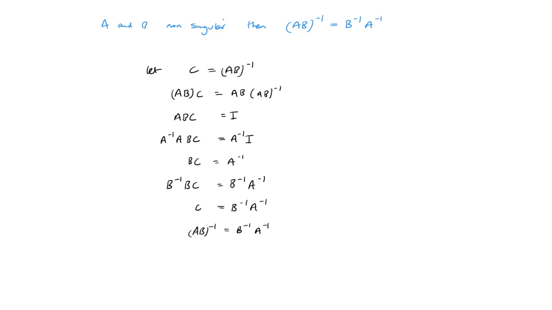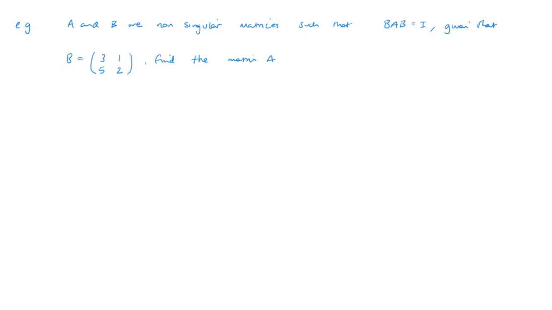Okay, so you can use this rule when solving problems in terms of your A's and B's or M's, P's, Q's, whatever they call the matrix. So in this example, A and B are non-singular matrices such that BAB is equal to I. This is B, find the matrix A. So first of all, let's start with the BAB. We want to get this in terms of A equals.